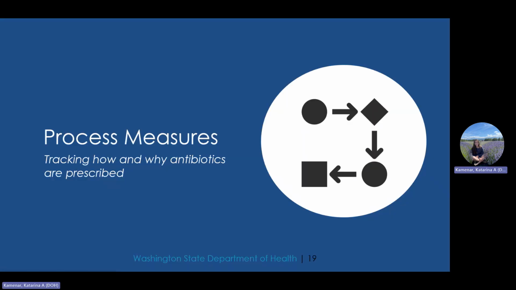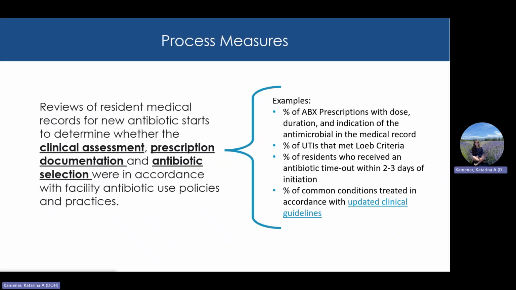Next, we'll cover process measures, which track how and why antibiotics are prescribed in your facility. Tracking process measures requires reviewing resident medical records to determine if new antibiotic starts meet your facility's policies for clinical assessment, prescription documentation, and antibiotic selection. Process measures tell you how well staff are adhering to your stewardship program's policies and highlight areas of success or areas that need improvement. Reminder that you need to track at least one process measure to meet the tracking core element.